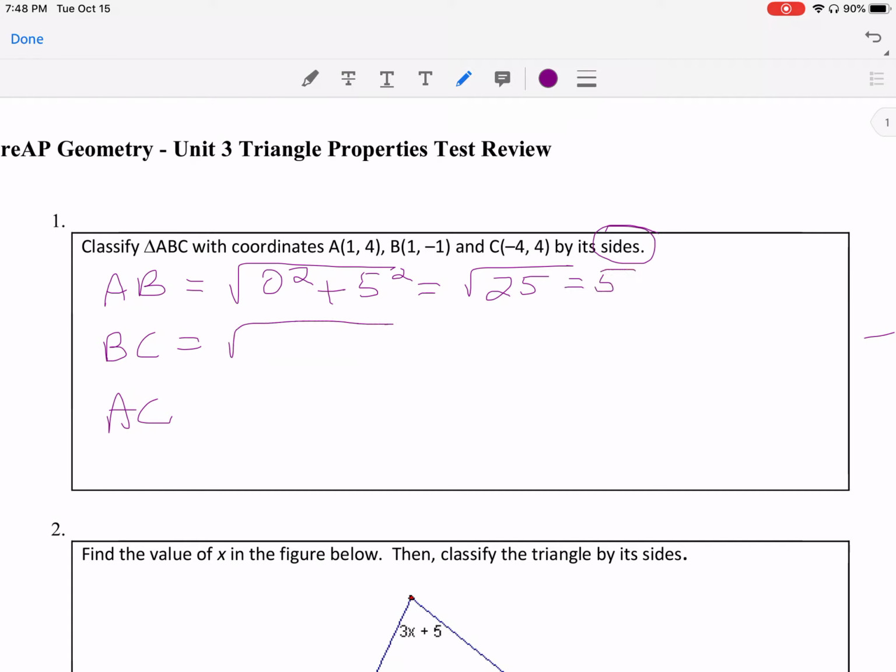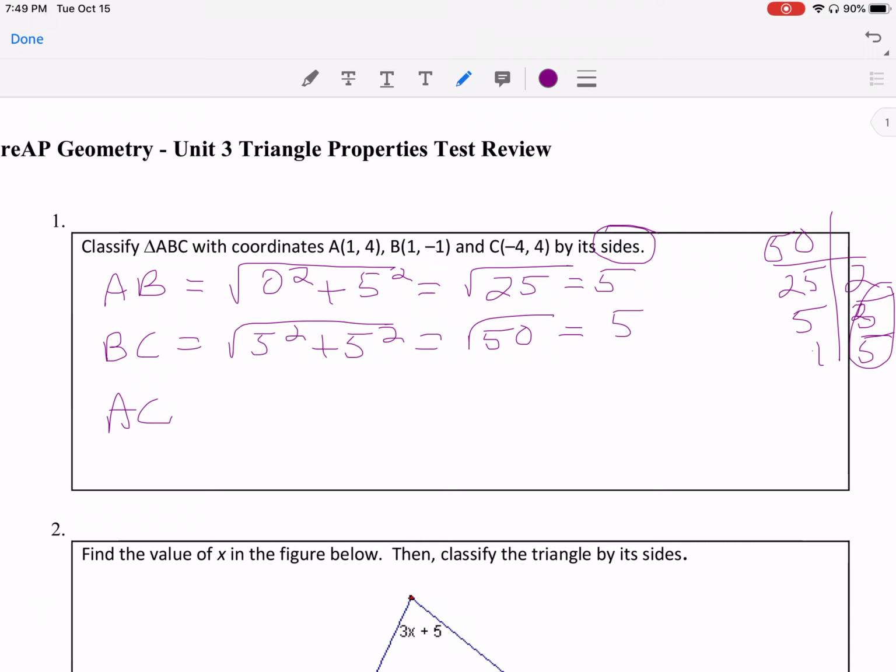Distance from B to C is going to be 5 squared plus 5 squared. Okay, so the distance from 1 to 4, negative 4, and negative 1 to positive 4. You end up with the square root of 50. You do need to simplify that. I'll just give you my way. So if I have 50 and I want to simplify, 50 divided by 2 is 25. 25 divided by 5 is 5. 5 divided by 5 is 1. So I know I'm going to have a 5 on the outside, and then square root 2.